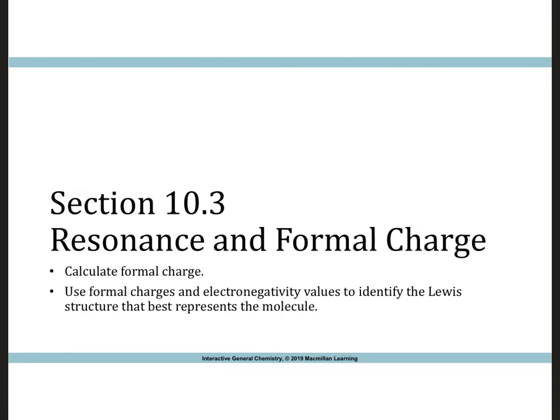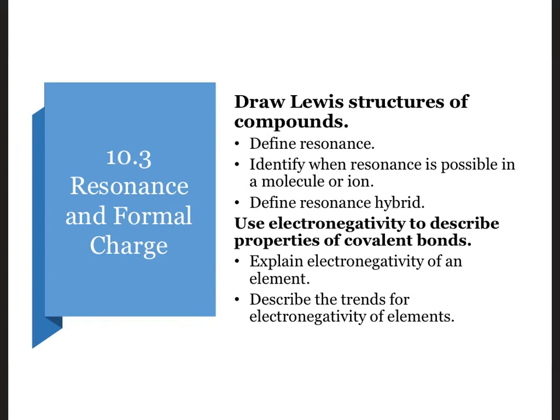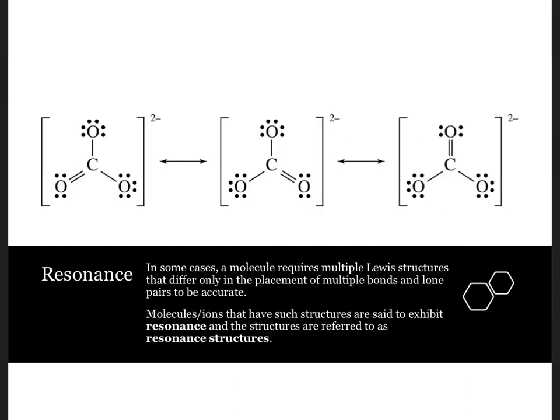In section 10.3, we'll review the concepts of resonance, formal charge, and electronegativity trends to refine our Lewis structures. In this lesson, we'll focus on resonance and electronegativity and save formal charge for the next lesson. Let's begin. While Lewis structures help visualize the bonding in molecules, they do have limitations.